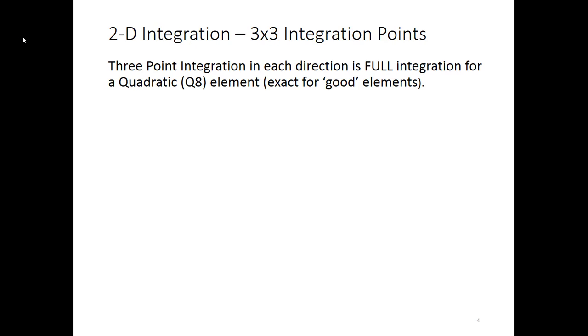So if we want to ramp it up one more time, we can do 3 integration points in each direction, or 3 intervals across the total -1 to 1 range for each the s and the t variable. This 3-point integration in each direction gives us full integration for the quadratic element. So in other words, for a Q8 element that has a good shape, we will get exact results for the stiffness matrix using 3 by 3 integration.